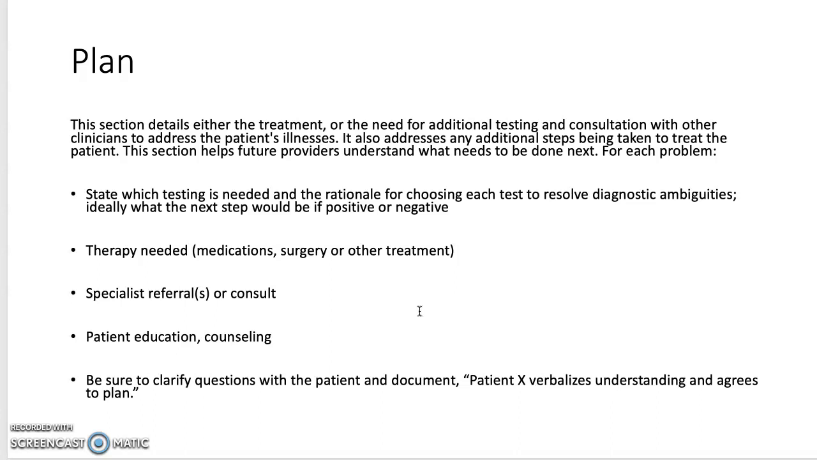Be sure to clarify any questions with the patient regarding their treatment, referrals, or education, and then document that the patient verbalizes understanding and agrees to the plan. Obviously, if the patient does not agree to the plan, then you should document your discussion as well.